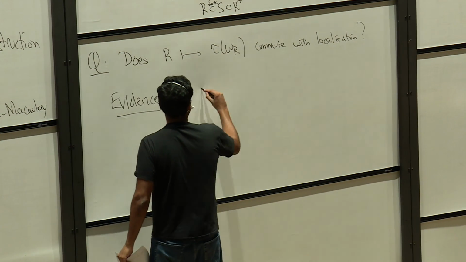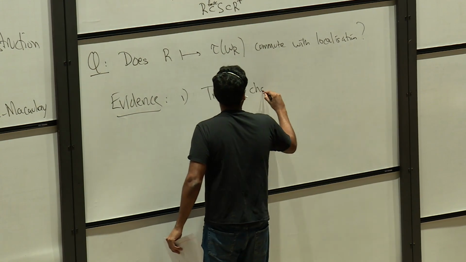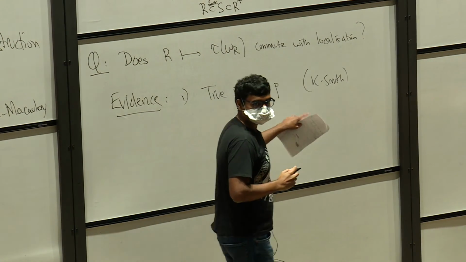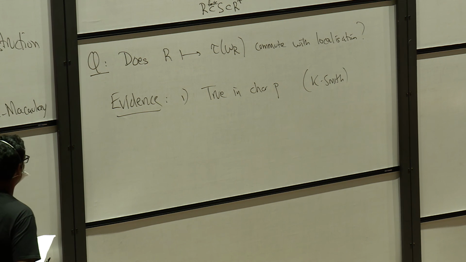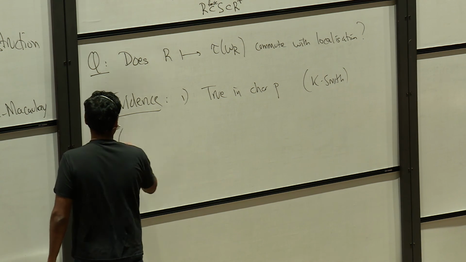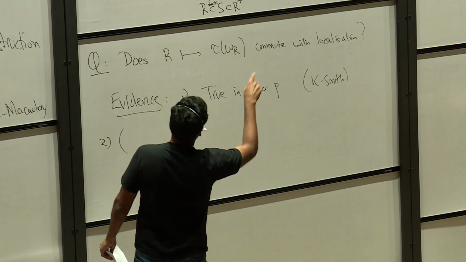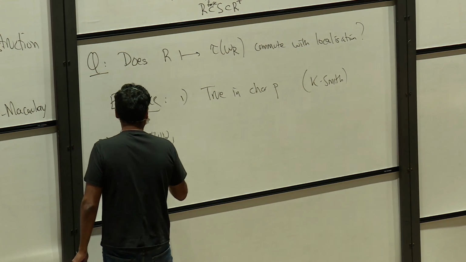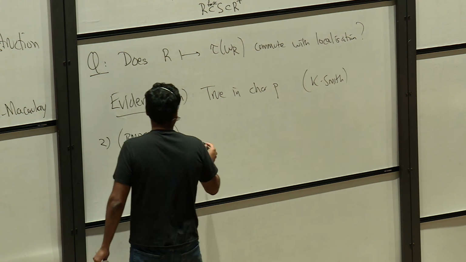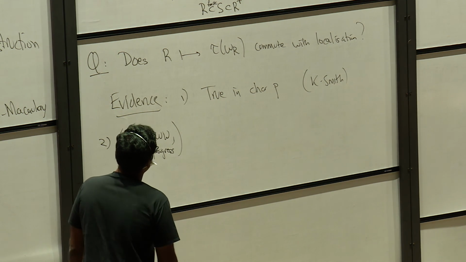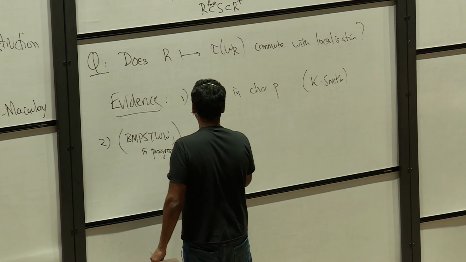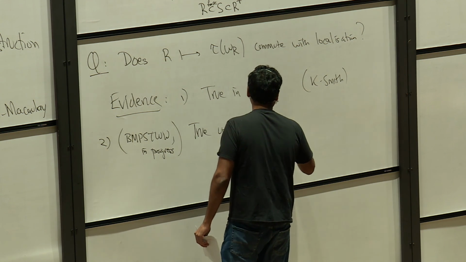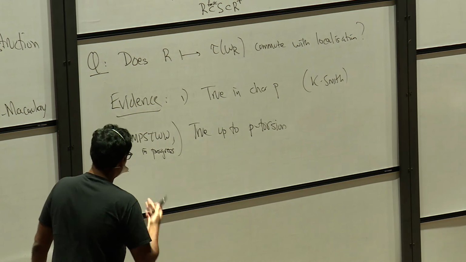First of all, this is true in characteristic p. I guess this is essentially the work of Karen Smith. Is that right? Thanks. And then, this is sort of in progress by the same 7 authors that were somewhere on there, BMPSTWW in progress. In mixed characteristic, we prove it up to p-torsion. So true up to p-torsion, or even in some stronger sense, like in the almost world for the experts.